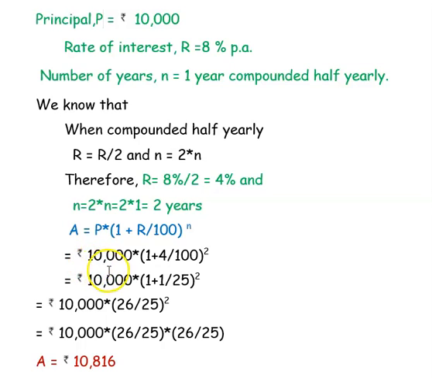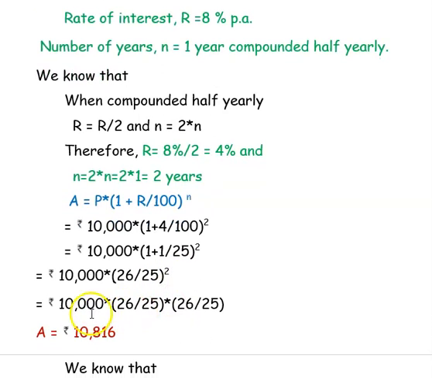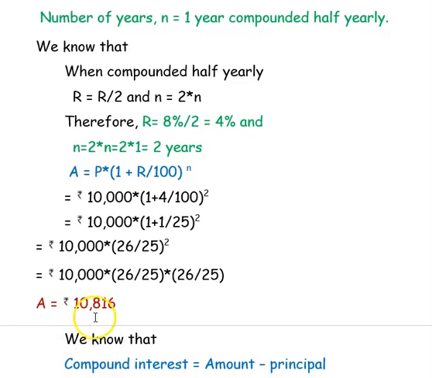So now we can directly substitute the values. P is 10,000 into 1 plus R is 4 divided by 100 to the whole power 2. Now we can simplify this. 4 divided by 100 is 1 divided by 25, and 1 plus that simplifies to 26 divided by 25. So 10,000 into 26 divided by 25 the whole square. Now I am rewriting that equation: 10,000 into 26 divided by 25 into 26 divided by 25. So amount equal to, if you simplify this, you will get 10,860. So this is the amount.